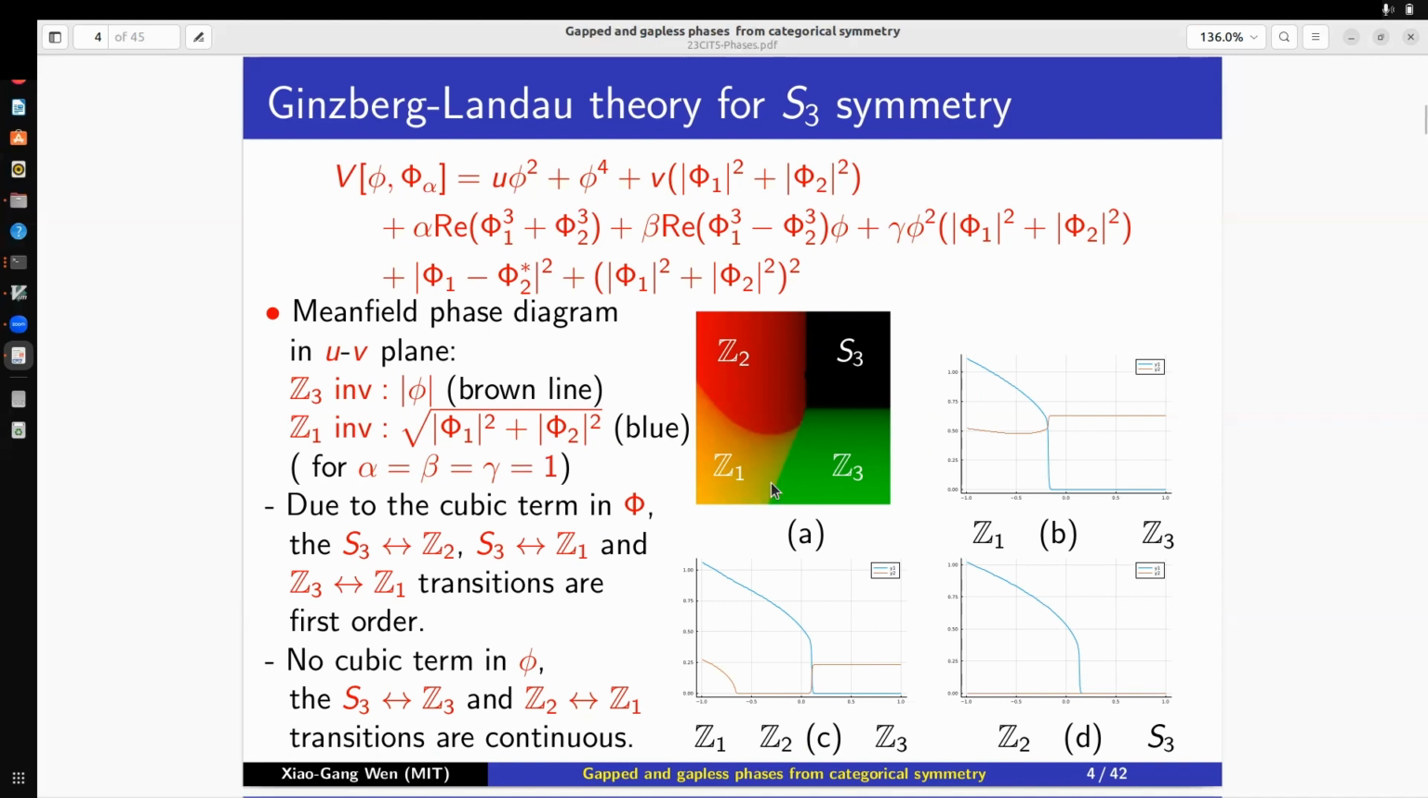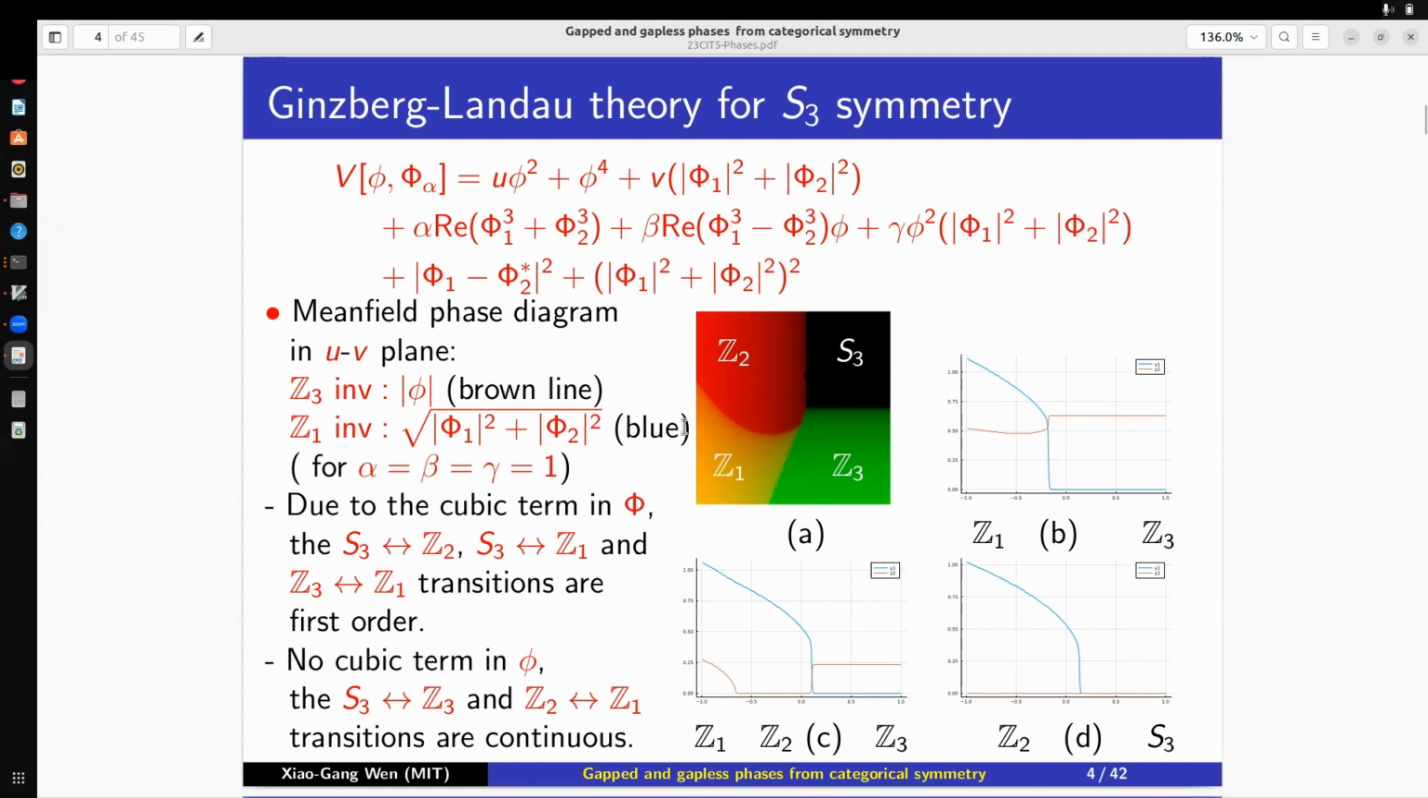And similarly, down here, that's the question. In this part, the little phi is always non-zero. This brown line means the little phi is always non-zero, which breaks S3 down to Z3 symmetry. So the big symmetry is Z3. And then again, we have a first order transition. The big phi goes from 0 to non-zero, we go from Z3 to nothing, no symmetry. That's also a first order transition.